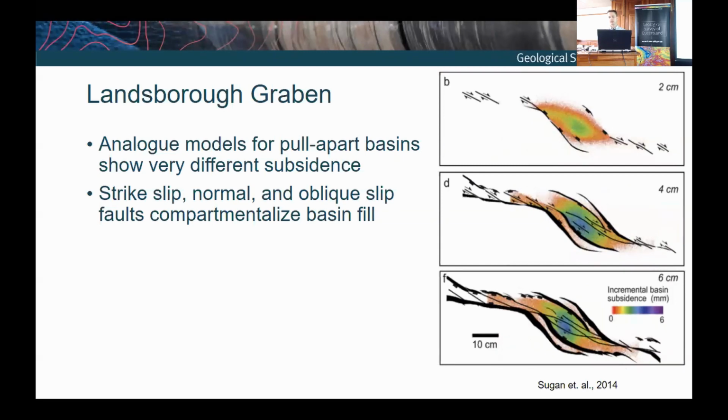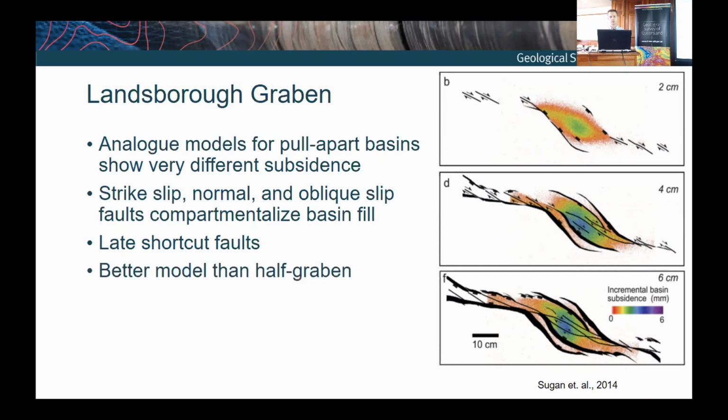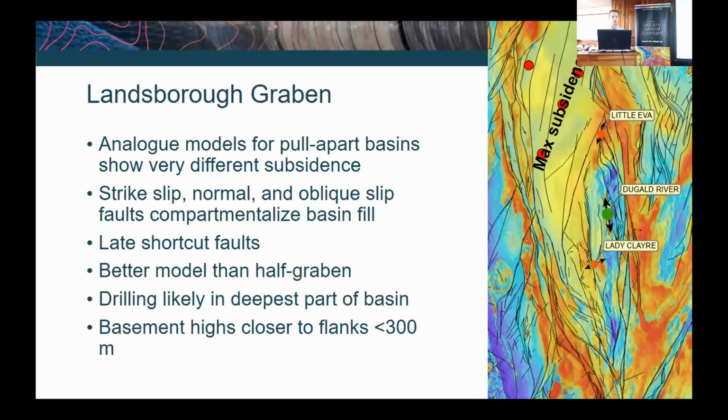And you can see these transtensional regimes again. So you've got strike slip, normal, and oblique slip, and these are compartmentalizing the basin fill and also the subsidence. You'll notice there's a set of shortcut faults cutting straight through the middle of that one. So I'd posit this is a better model than a half Graben for the Landsborough. This is the sort of thing I think we might be looking at if we were going to interpret the structures.